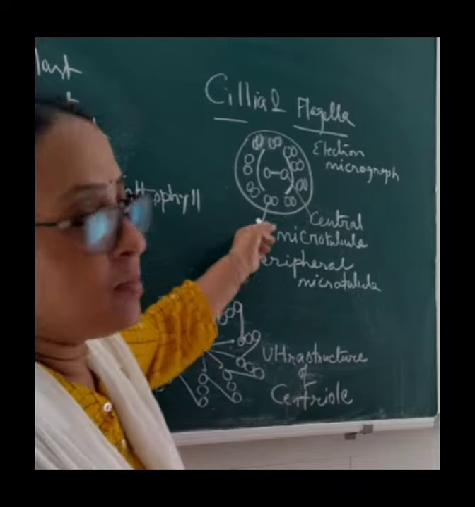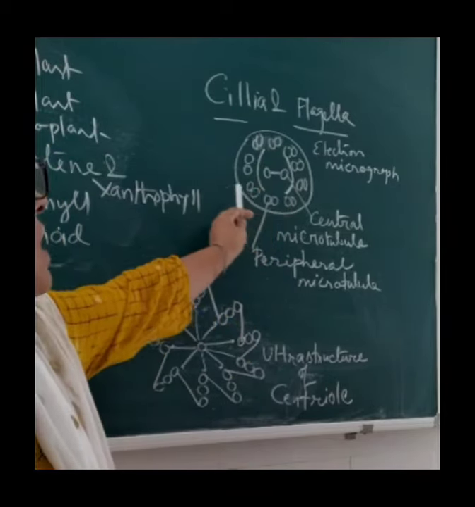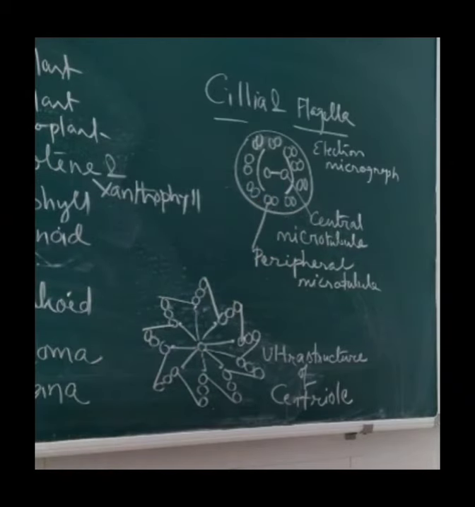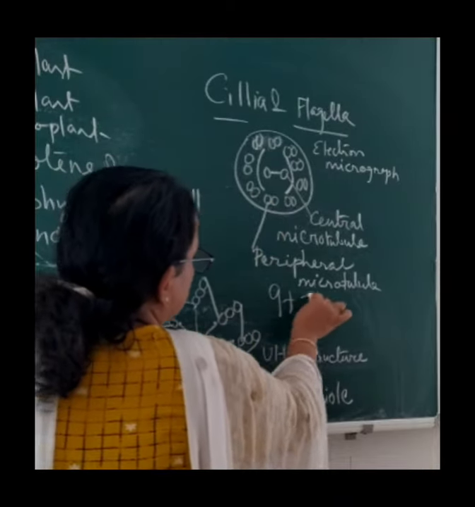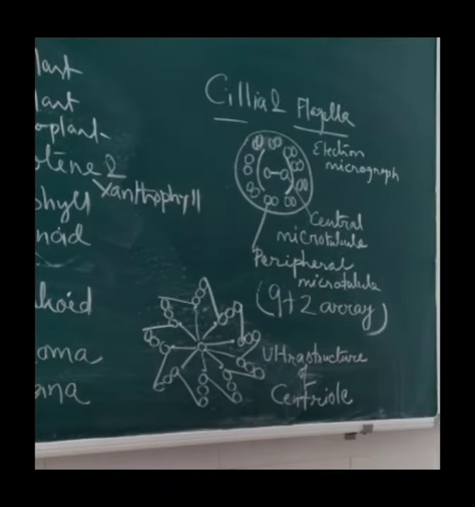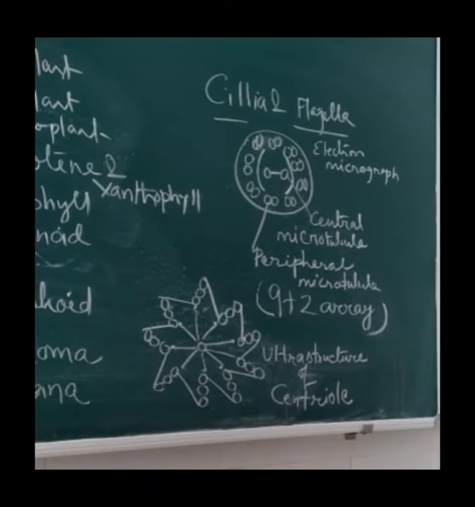See the electron micrograph view of cilia and flagella. This is the cross section. Here the microtubules are arranged in a 9+2 array. The central tubules are connected by bridges, and the central sheath is there. There is a central microtubule and these are the peripheral microtubules, and that gives the strength. So cilia itself is made up of 9+2 cylinders of microtubule.